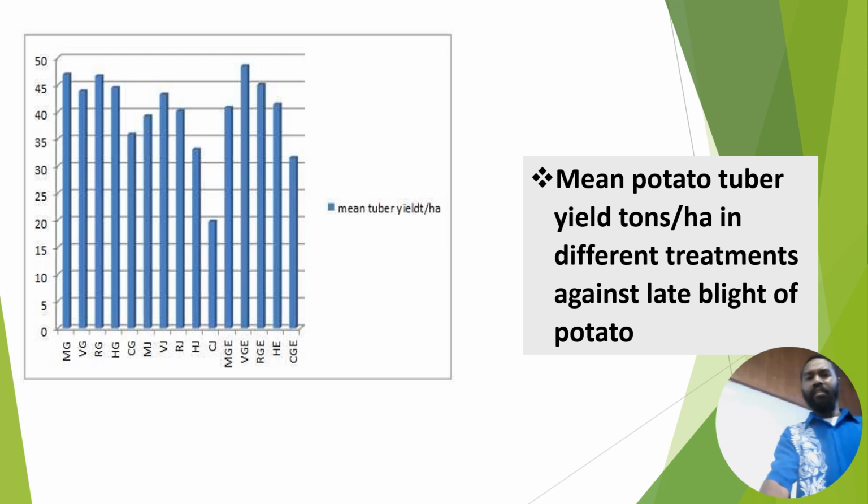That graph talks about the mean potato tuber yield in tons per hectare in different treatments against late blight of potato. The x-axis of that particular graph indicates the different combinations of cultivars of potato with different types of fungicides, the four fungicide treatments applied during that research. And the best combination of fungicide and cultivar of potato is the one that has the highest value, and that is the Victory fungicide with the Goodine cultivar of potato.